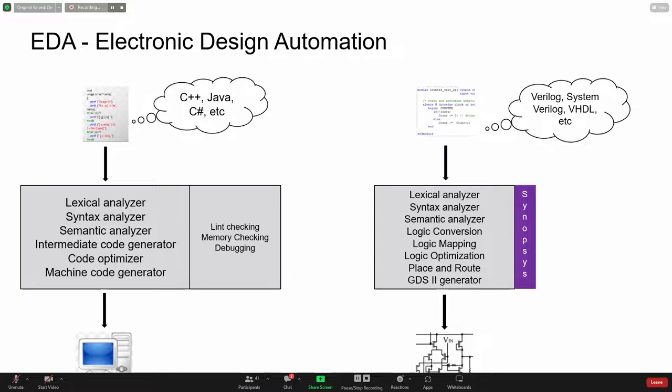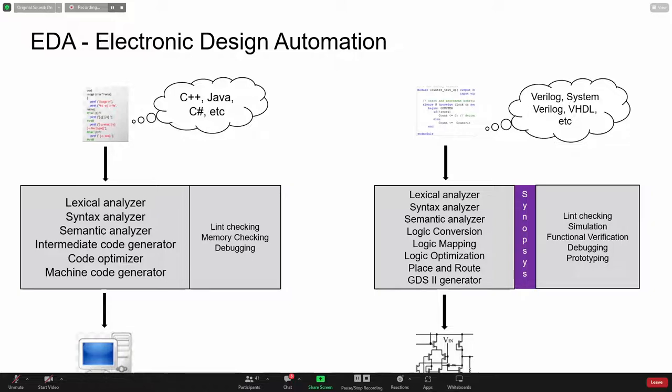Now, on the EDA side, we do link checking, but now you also understand that this is a digital design, it's a function, it's going to be a digital IC design. So you have the ability to simulate it before you fabricate it. So there is simulation, there is functional verification, and then there is, of course, debugging, and there's also prototyping.